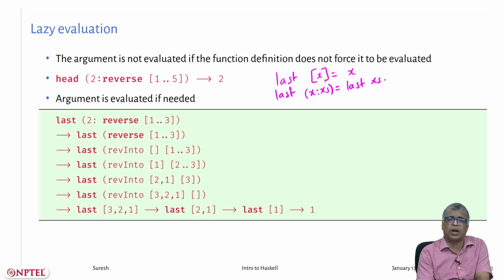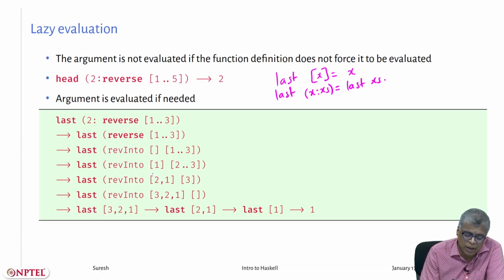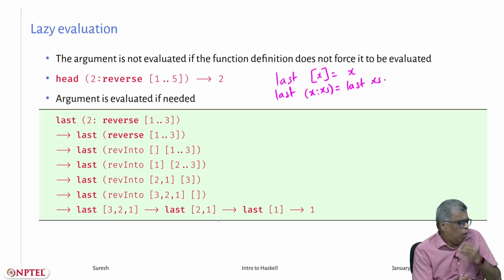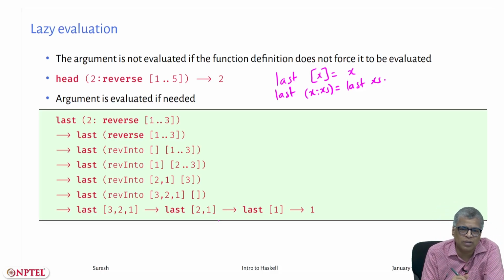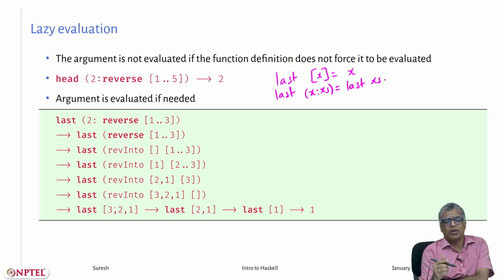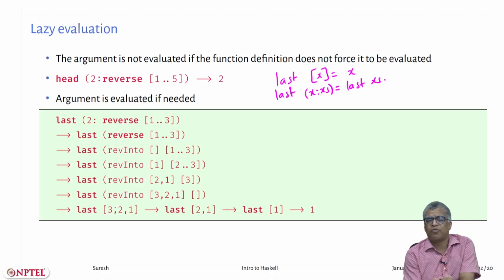So then you will try to now compute last of reverse of 1 dot dot 3. Reverse of 1 dot dot 3 is nothing but reverse into the empty list of 1 dot dot 3. That simplifies to reverse into the singleton list 1 of 2 dot dot 3, which simplifies to reverse into the list 2 comma 1 of the singleton list 3, which simplifies to reverse into 3 2 1 of the empty list, which is just 3 2 1. Okay. So now you have simplified this whole thing to bring it down to 3 2 1, a list form, from an expression form.